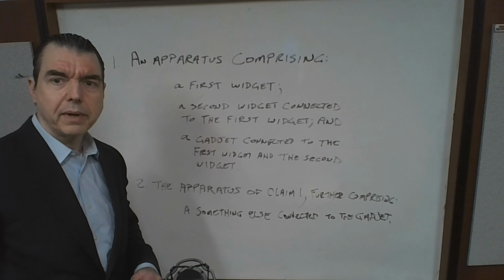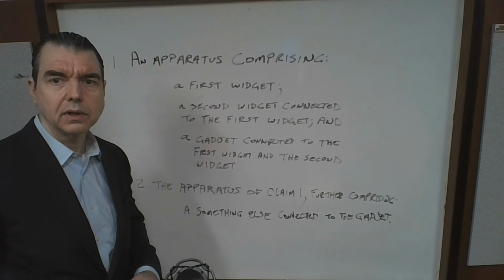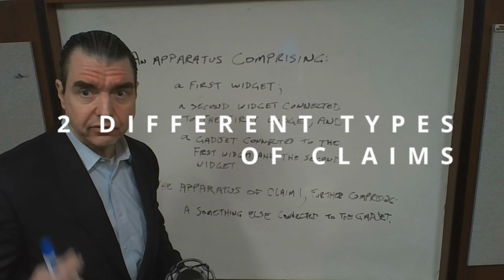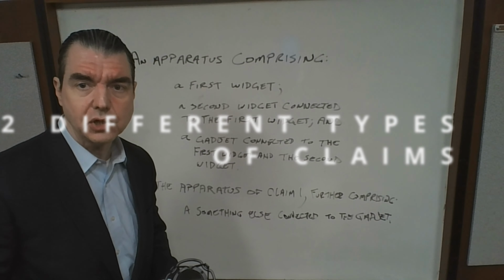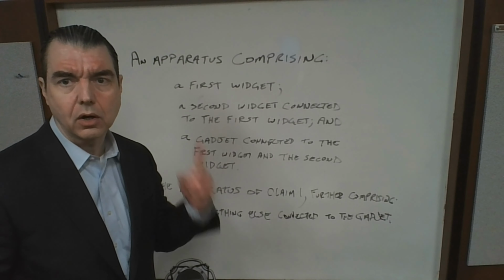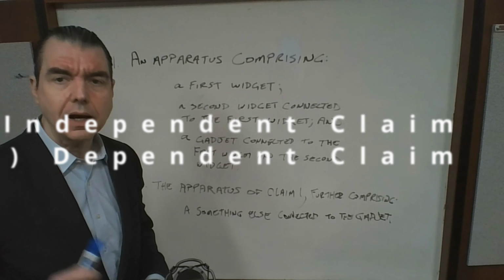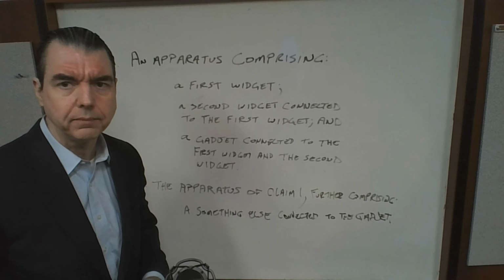So let's talk about basic claim drafting and what goes into a claim of your patent. So the first thing to know is that there are two different types of claims that you'll see in a patent generally. And those two different types of claims are, one, an independent claim, and two, a dependent claim. I'll get into the difference on those in just a moment.